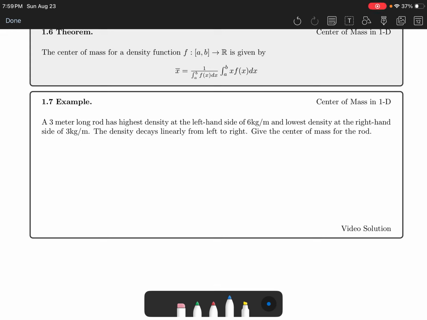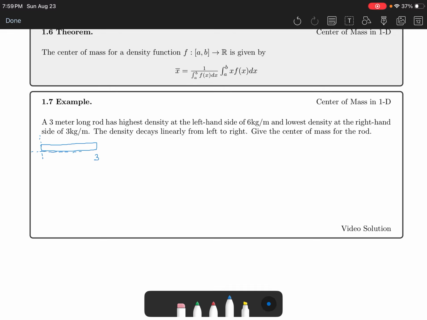Let's work on example 1.7, where we have a continuously varying density object in one dimension, and we want to find the center of mass. So let's draw a picture. We have a 3-meter long rod, and let's establish our Cartesian plane, or our coordinate system, like that.